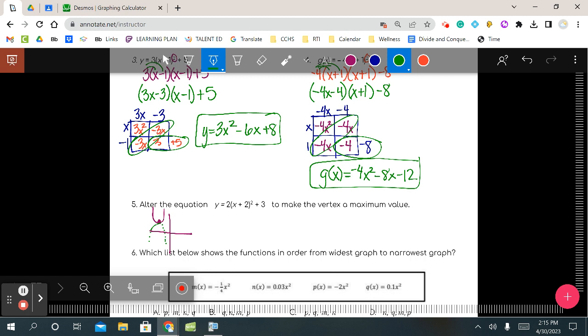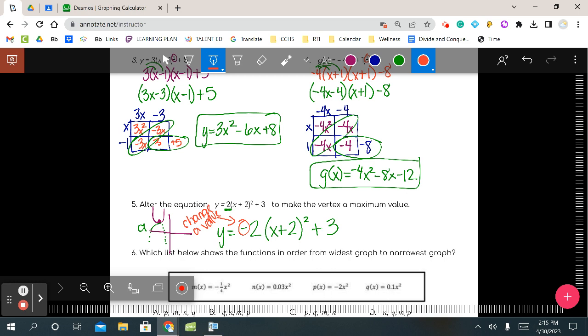What do I need to change? Hopefully the a value is jumping out at you. So this a value, the only thing you need to change is to make it negative. That is how you would change that function. We change the a value to flip it.